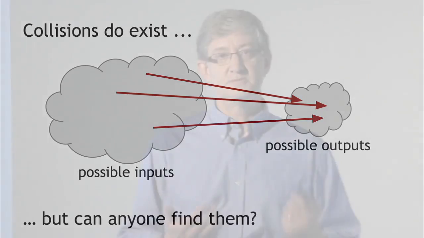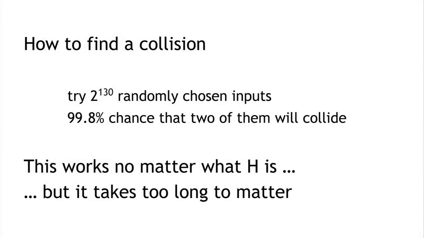Okay. Now, to make things even worse, I said that it has to be impossible to find a collision. Let me tell you how to find a collision, because there's a method that's guaranteed to work. And the method works like this, that we're going to pick 2 to the 130 randomly chosen inputs over on the left cloud of that previous diagram. And if we pick those 2 to the 130 randomly chosen inputs, it turns out there's a 99.8% chance that at least 2 of them are going to collide. And so this is a very simple method for finding a collision.